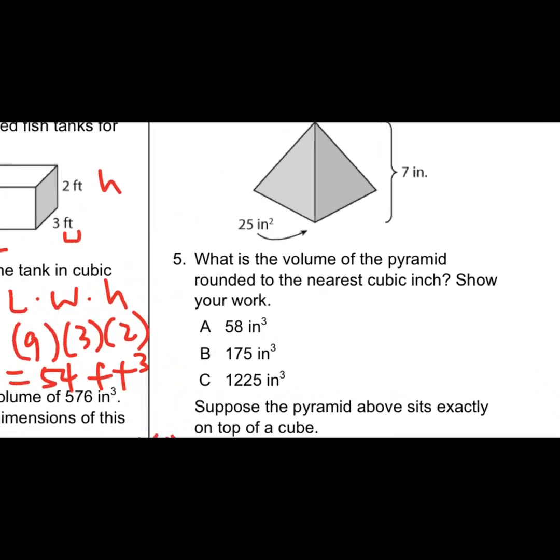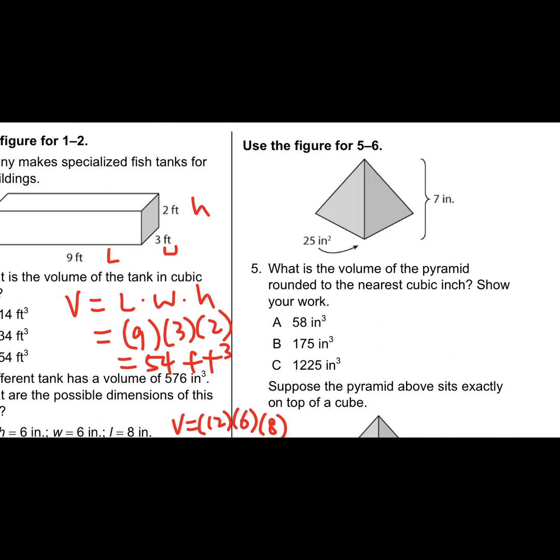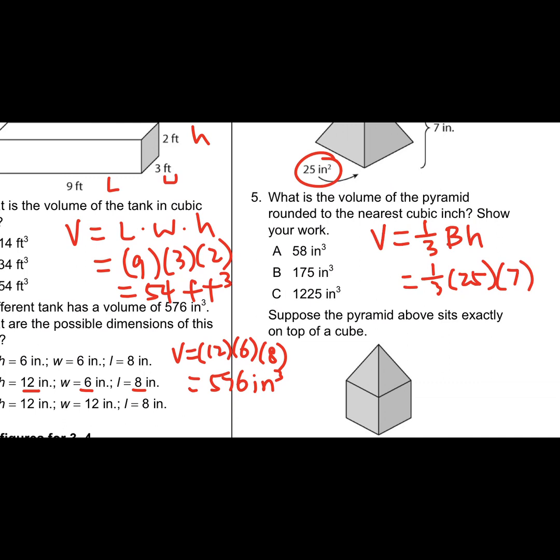Moving on to number 5 and 6, we're using the same figure. So looks like this is a pyramid. Number 5, what is the volume of the pyramid rounded to the nearest cubic inches? Show your work. So we know that the volume for a pyramid is actually 1/3 the area of the base times height. And since we are given that the area of the base is actually 25 square inches, we can substitute that in. And we know that the height is 7. So multiplying everything together, we should have 58 cubic inches, and that is answer choice A.